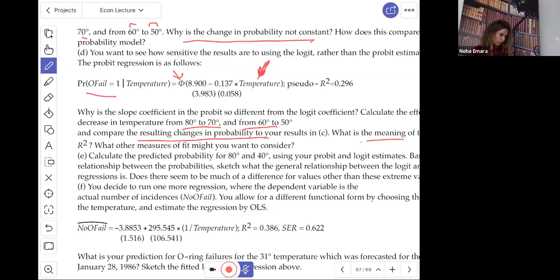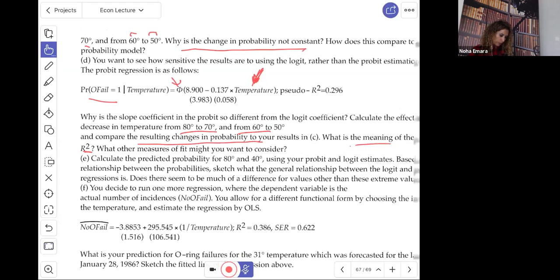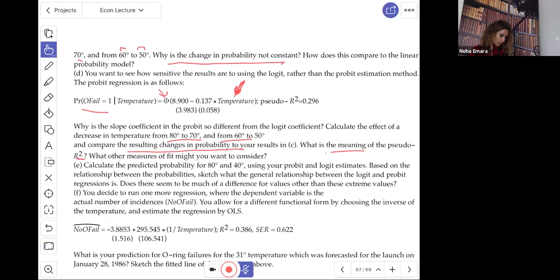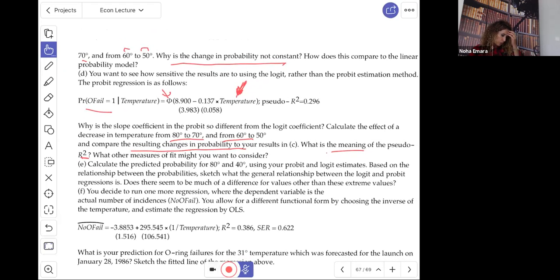What's the meaning of R square? The pseudo R square is about the explanation of the model. Okay. What other measures of fit do you want to consider? You can check my video. I have a video on measures of fit. All the measures of fit you can find in the part 1, binary dependent variable video.